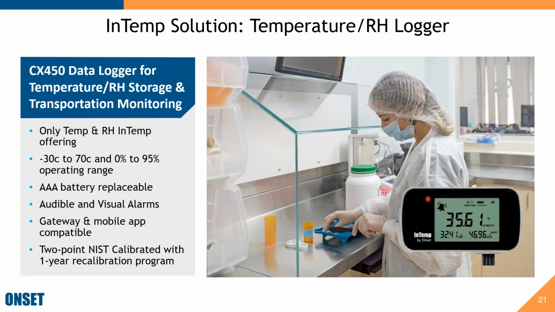The CX450 is our only temp and humidity logger. So it's a dual temp humidity. Has an operating range of -30 to 70 for temperature and 0 to 95% for humidity. Also AAA battery replaceable with those audible and visual alarms. Also compatible with the gateway and mobile app. And it comes with a 2-point NIST certificate for 1 year, but it's 2 points for each measurement. So 2 points for temperature, 2 points for humidity.